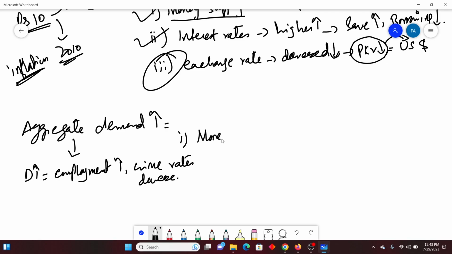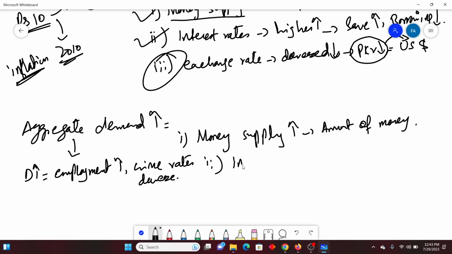First thing, money supply. Again, what should be done with the money supply? The money supply should be increased so that people would have more amount of money. People will be able to hold more money, and if they have more money they will be able to spend more in the market. Second is interest rates.